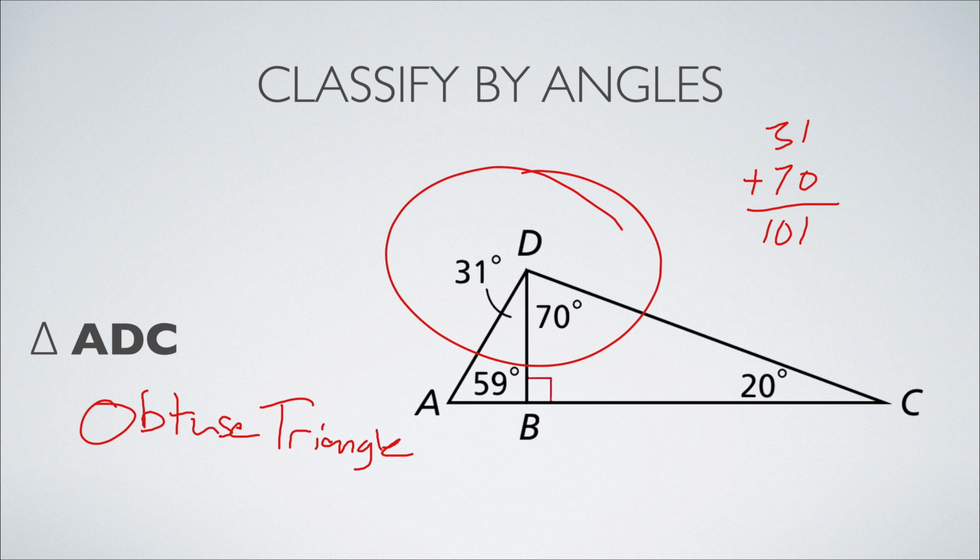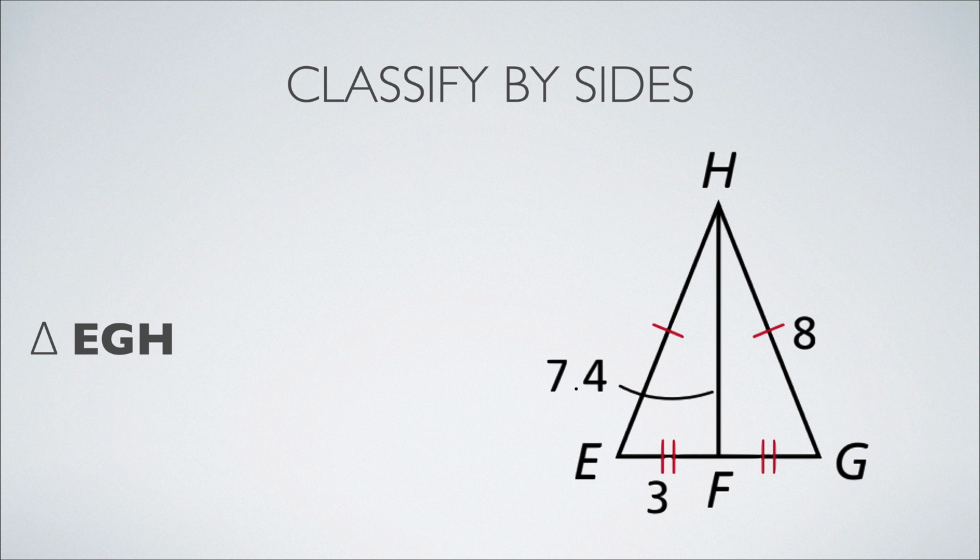All right. So now let's classify this next one by sides, actually. So we're talking about EGH. So that is this big triangle. Now notice EH and GH are both 8. They aren't 7.4, that's this middle line. So if these are both 8, then this is at the very least isosceles, but let's double check the length of the bottom. So this is 3 and this is 3. 3 plus 3 is 6. So 8, 8, 6, which means 2 of the sides are congruent. So I would call that isosceles.